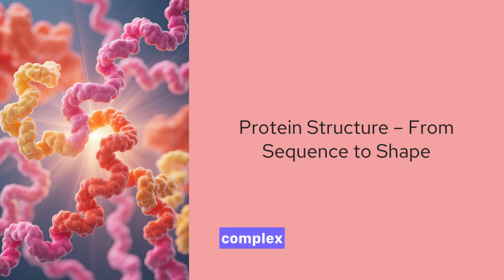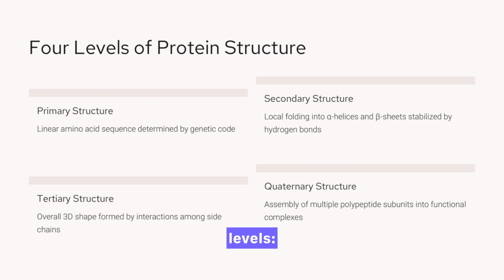Proteins are complex molecules with distinct structures. Their sequence of amino acids, dictated by genetic code, forms the primary structure. This sequence folds into secondary structures like alpha helices and beta sheets, stabilized by hydrogen bonds. Tertiary structure is the overall three-dimensional shape, while quaternary structure involves multiple polypeptide subunits, forming functional complexes.